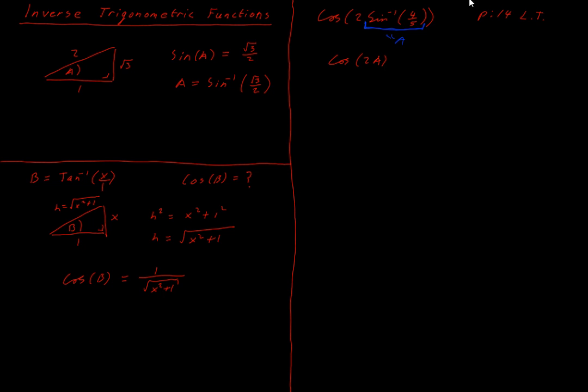So if I go to my page 14, I see that cos of 2A I can write as cos squared A plus sine squared A. And this I can now do some work with because I know how to find out information about sine and cosine of my angle here.